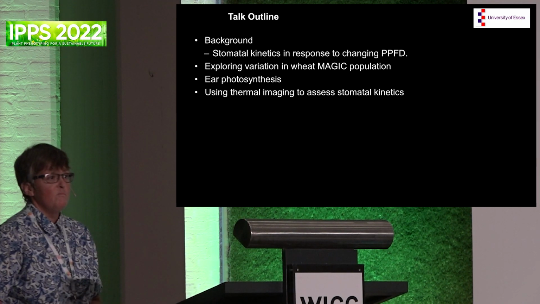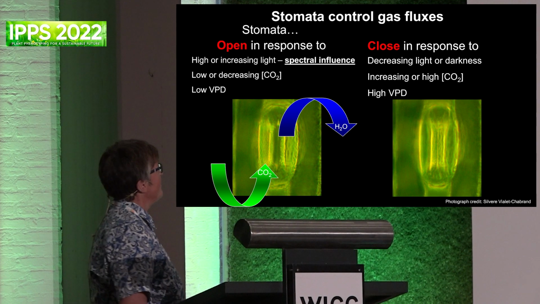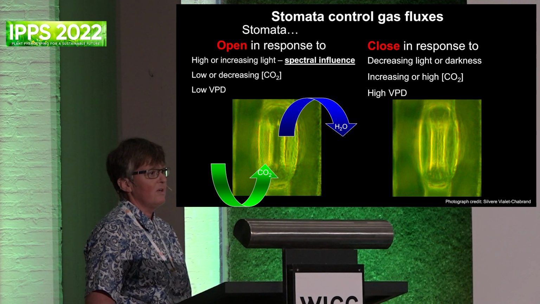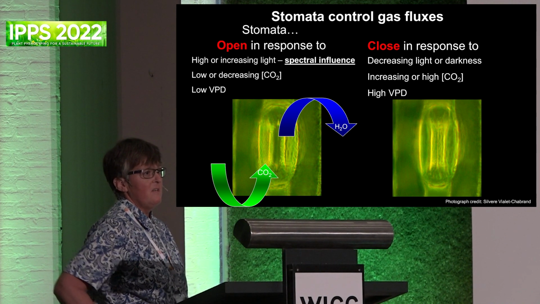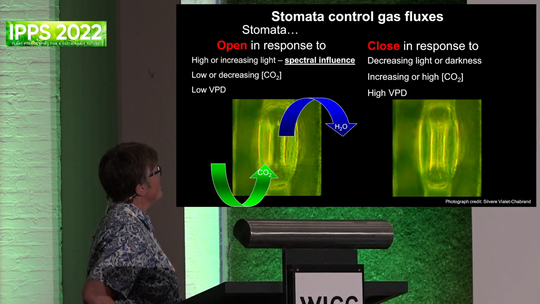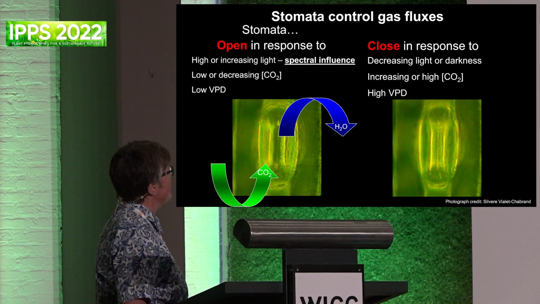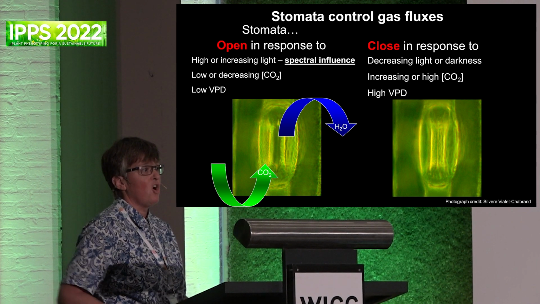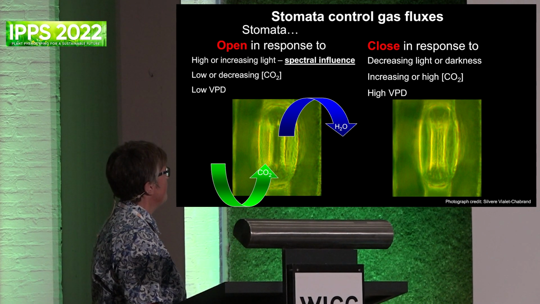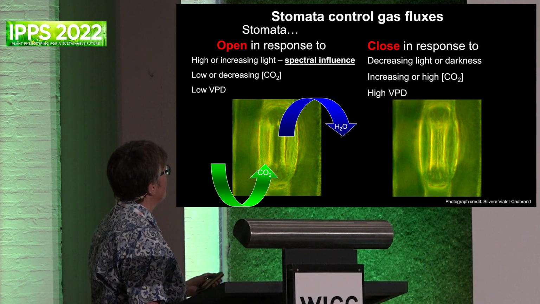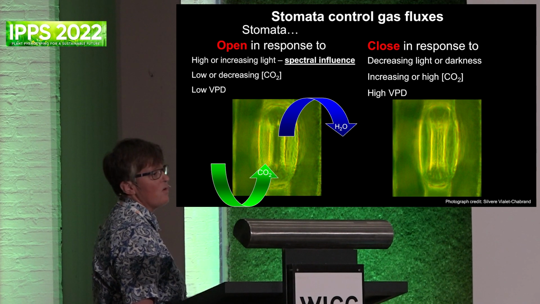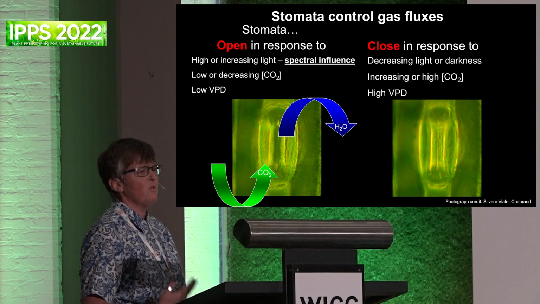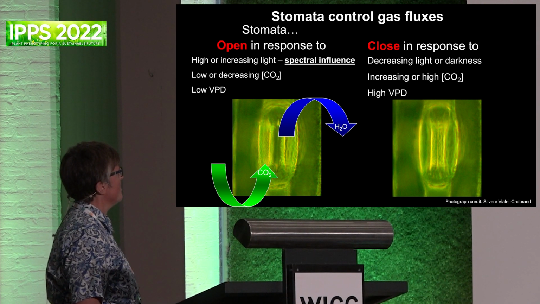Okay, so I most likely don't have to introduce this to you, but we all know that stomata control gas diffusion into the leaf. So the stomata open and close in response to a number of different environmental stimuli to facilitate CO2 uptake for photosynthesis, but as a consequence of that, water is lost from the leaf. So stomata tend to open in response to increasing or high light intensity, and this is what I'm going to focus most of my stomatal kinetics on today.